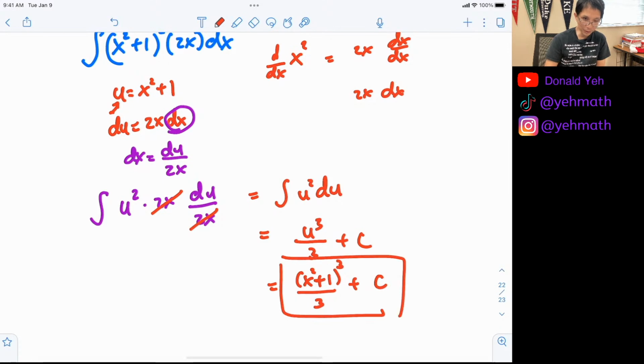If you don't believe me, take a derivative of this. You should go back to before. There's a chain rule though, just like what?